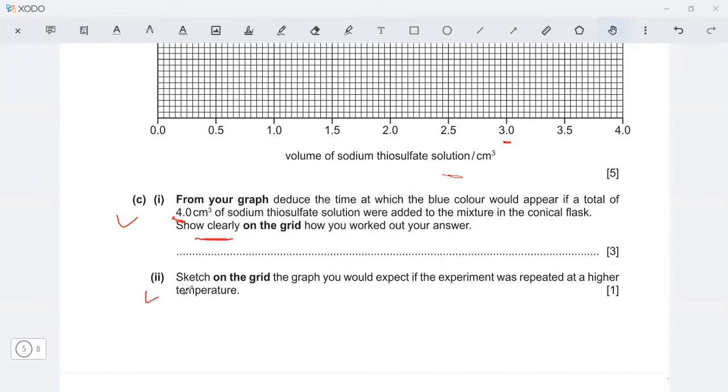And secondly, they are talking about: sketch on the grid the graph you would expect if the experiment was repeated at a higher temperature. What could be the graph you could expect? These two answers are very simple. You can just do it. So let me move on to the same graph again.